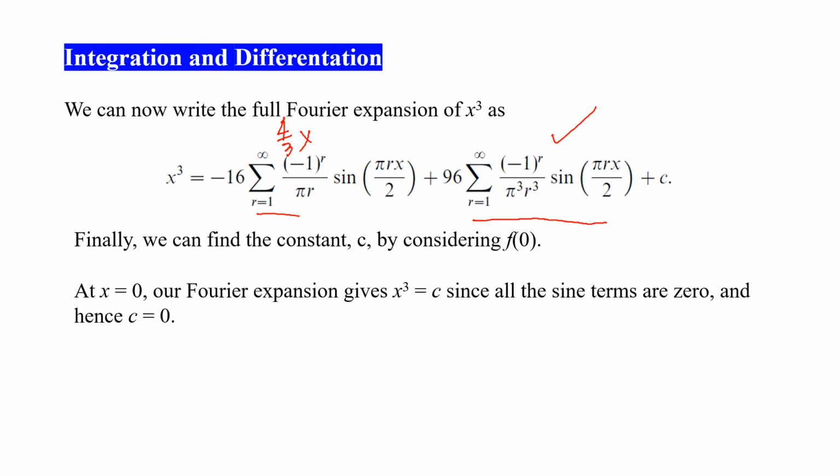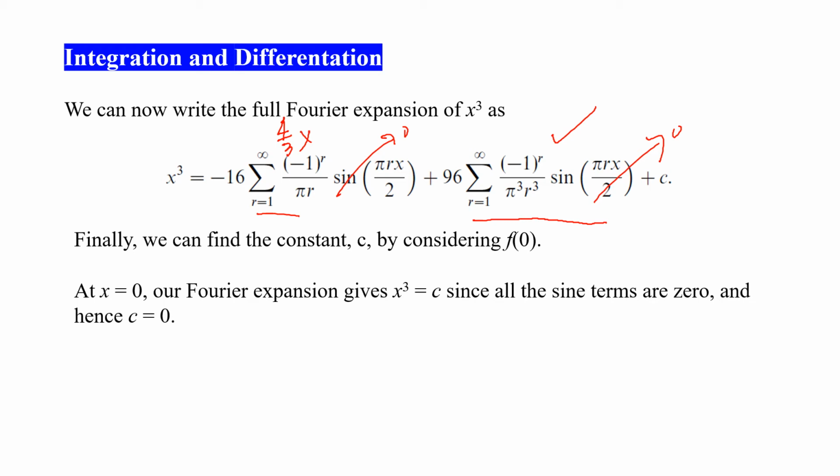And finally, we can find the constant c by considering your f of 0. At x equals 0, our Fourier expansion just gives us your x cubed is equal to c, because this will become 0, this will also become 0. So you just have your x cubed is equal to c. Since all the sine terms are 0, hence your c is just equal to 0, because the only way for this one to be true is when your c is equal to 0.